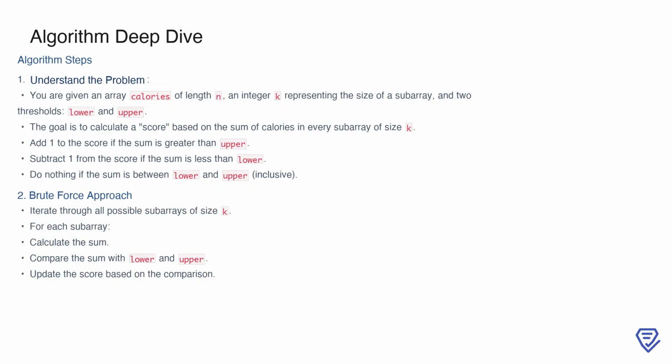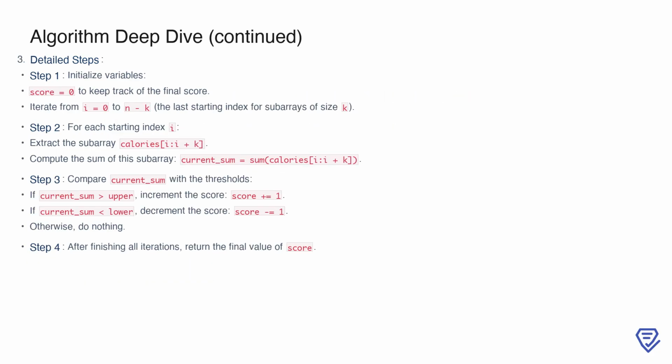To begin solving this, a brute force approach can be employed. This involves iterating through every possible subarray of size k. For each subarray, we calculate its sum, compare it to the thresholds, and then update the score accordingly. While this approach is straightforward, it can become inefficient as the size of the input grows, a limitation we will address later. The brute force method can be broken down into detailed steps.